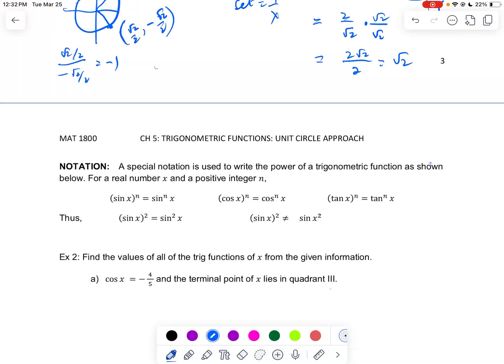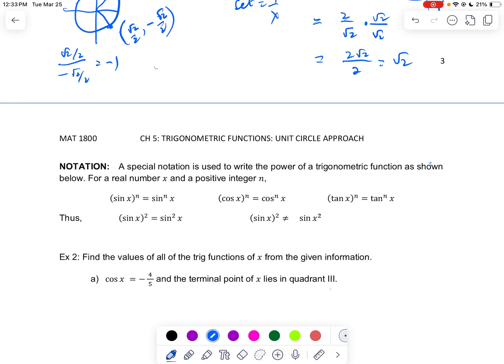Hello, continuing with section 5.2, we saw in the first example in the last video that we can easily find the value of the trig function at a given t or at a given real number using our unit circle and our terminal point. But sometimes you may not have that information. So then how will you find the asked or given function at a certain value? So here let's look at this example.